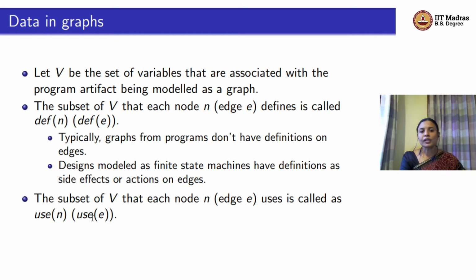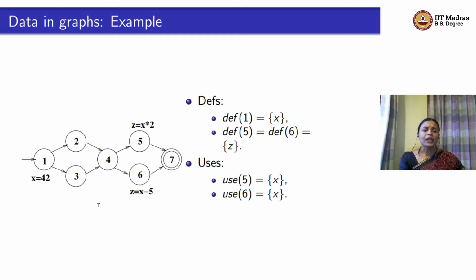So the subset of the set of variables that each node n uses is called use of n. Similarly, the subset of the set of variables that each edge uses is called use of e. Here's a small example. Let's take this small graph and assume that it represents some control flow graph. It has 7 nodes. Node 1 is the initial node. Node 7, as it's marked by a double circle, is the final node.